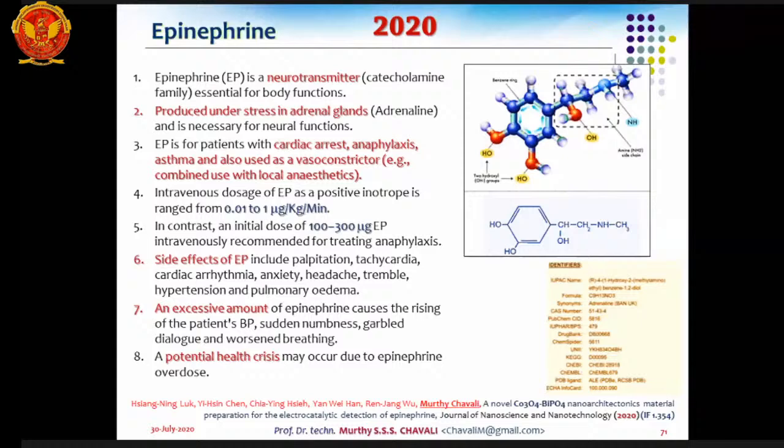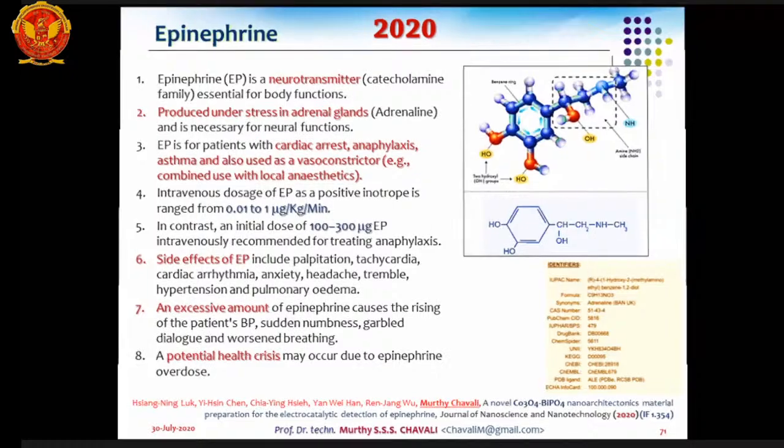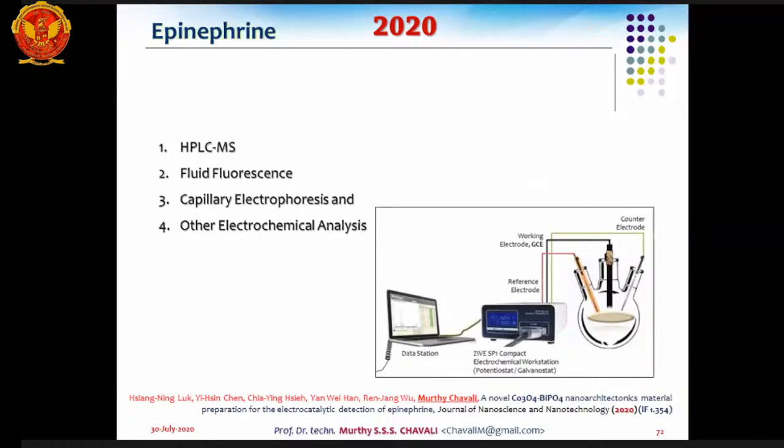For this, our previous strategies did not work, but we have to come up with a new nano-electrochemical electro-oxidation mechanism so that we will be able to detect something in the order of lower micromolar concentrations, which we have done in January, and it has been published in the Journal of Nanoscience and Technology in this particular year, where they use HPLC-MS fluid fluorescence.